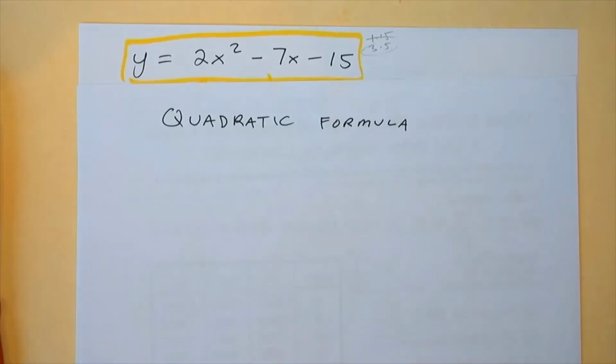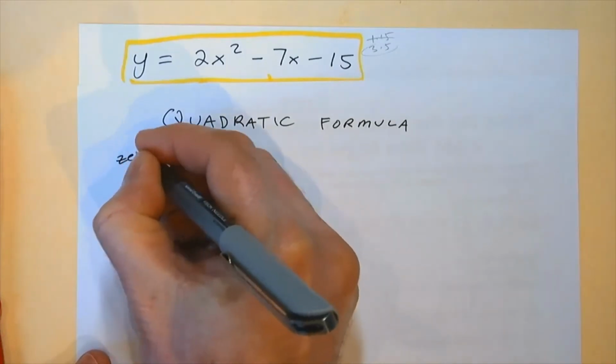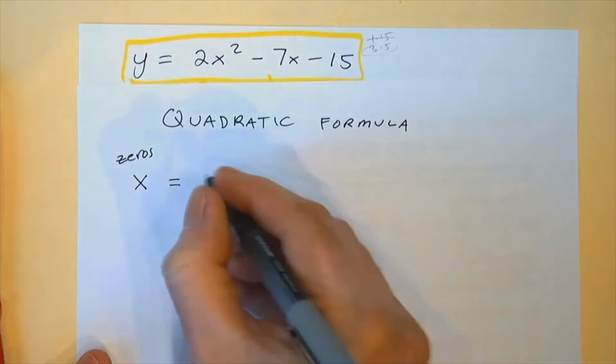You don't have to factor. You can just plug it into this rule. You're like, why don't I do that? Well, the formula takes a lot of work. Here's the formula. If you want to know what x is, in other words, you want to know what the zeros are, this is the formula.